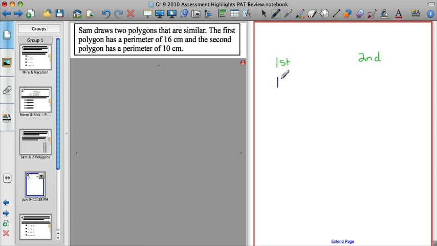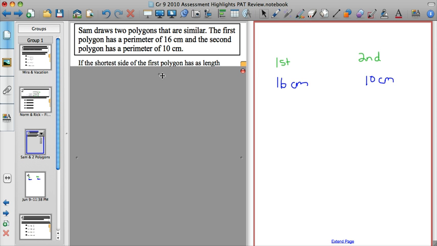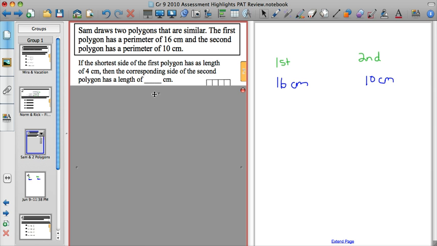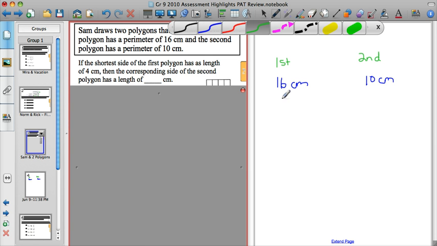You know that the perimeter here is 16 centimeters. A little bit hard to do this without being at the board, and the second is 10 centimeters. So you can write down all the thinking, all the numbers that are important as students provide that for you. And then there is the question right here. If the shortest side of the first polygon has a length of 4 centimeters, so the first one we're going to go in order because that's really important.